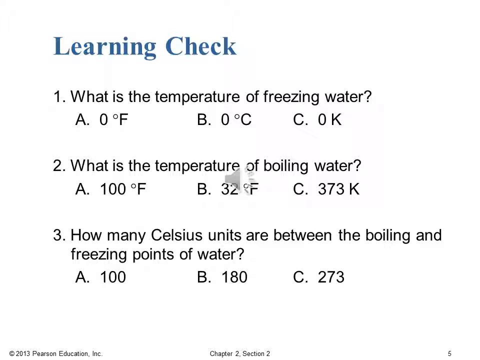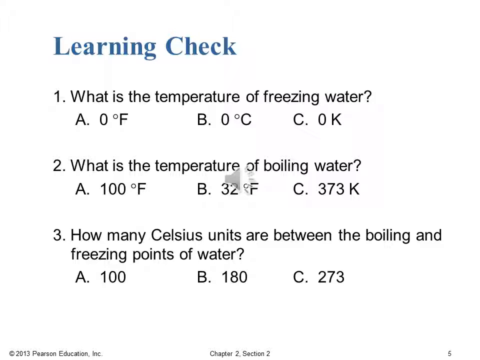Okay, so let's pause for a learning check, see how you're doing on relating these 3 different temperature scales by answering these 3 multiple choice questions. Number 1, what is the temperature of freezing water? Is it A, 0 degrees Fahrenheit, B, 0 degrees Celsius, or C, 0 Kelvin? Notice I didn't say degrees. Kelvin is not degrees, it's just Kelvin units.